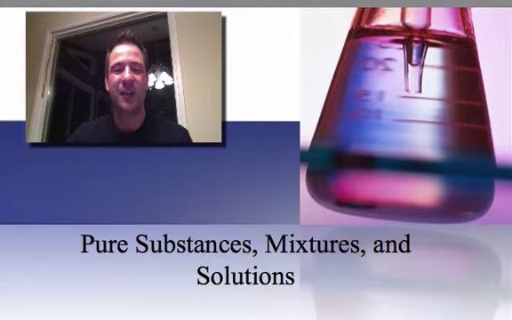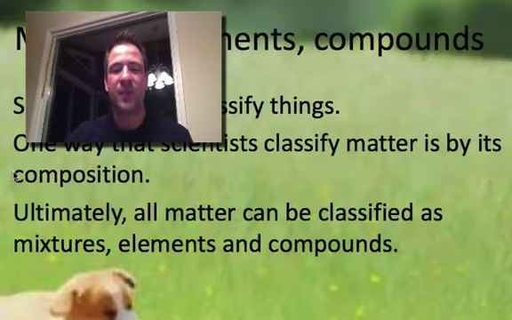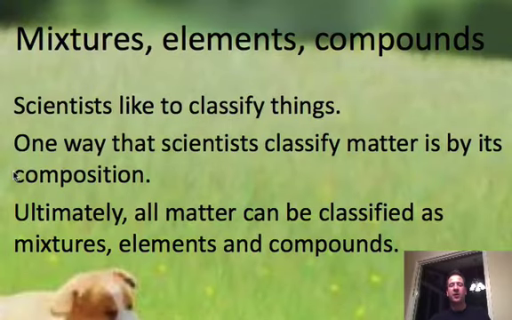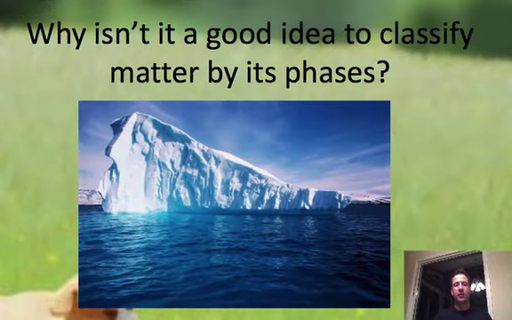Okay, so let's get rolling here. What we're talking about is pure substances and mixtures. We have to talk about mixtures, elements, and compounds. Basically, scientists like to classify things by composition. So really what they classify them by are mixtures, elements, and compounds, and we're going to talk more thoroughly about all of those.